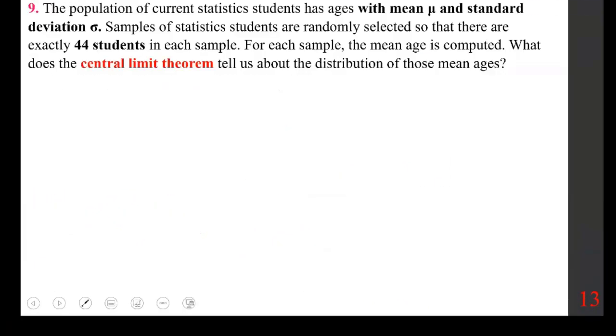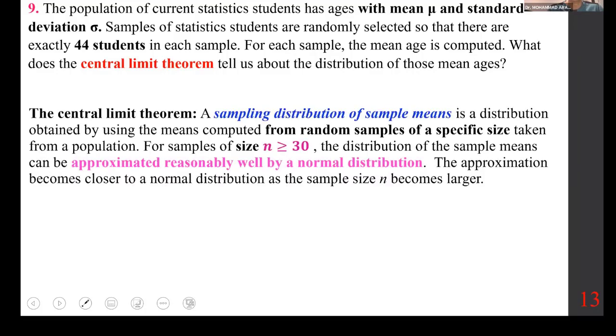The population of current statistics students has ages with mean mu and standard deviation sigma. Samples of statistics students are randomly selected so that there are exactly 44 students in each sample. For each sample, the mean age is computed. What does the central limit theorem tell us about the distribution of those mean ages? CLT, or the central limit theorem, is one of the most important theorems in statistics.